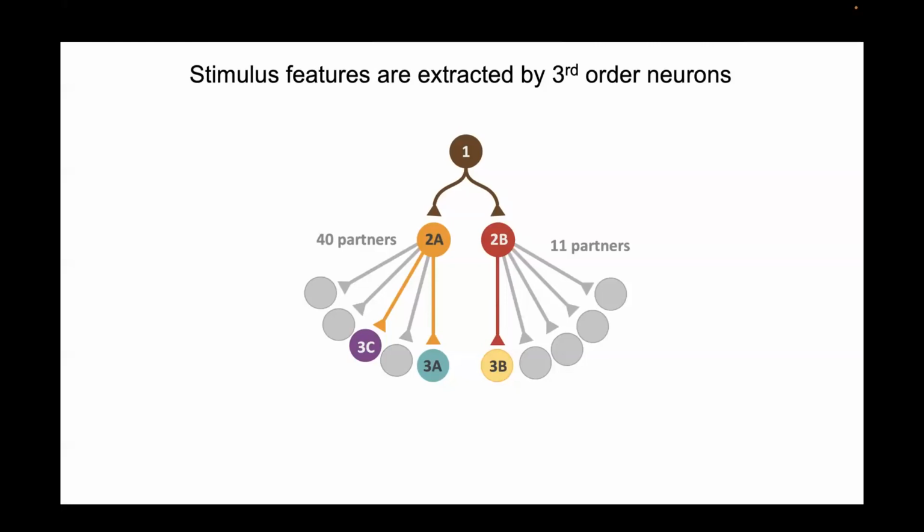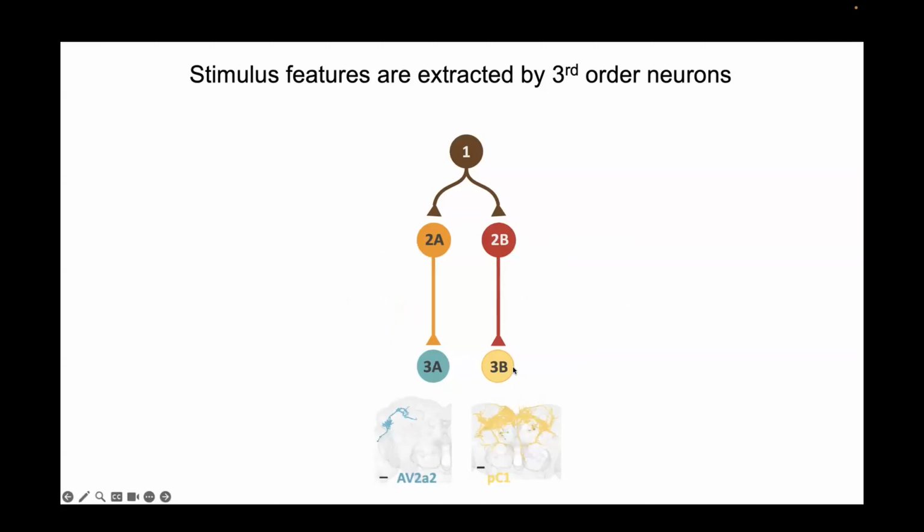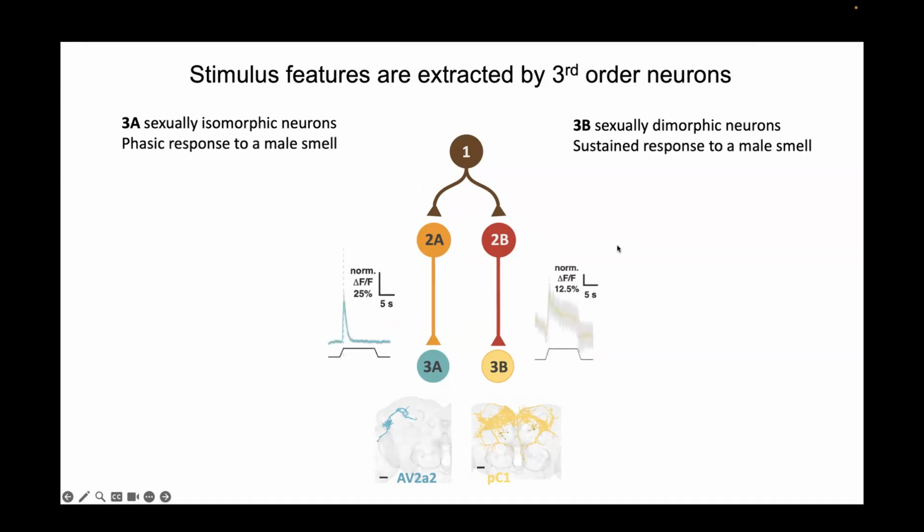I'm going to tell you about 3 neurons that we really followed up to see what their role is in encoding the information. Okay, so 3A and 3B neurons. 3A are downstream to 2A neurons. They're called AV2A2, and 3B are downstream to 2B neurons. They are the PC1 neurons that Megan already introduced to you, which we know play a role in female receptivity and encoding the mating status. Looking at those 2 pathways separately, the 3A neurons are sexually isomorphic, so they are the same between males and females, whereas 3B or PC1 neurons are sexually dimorphic.